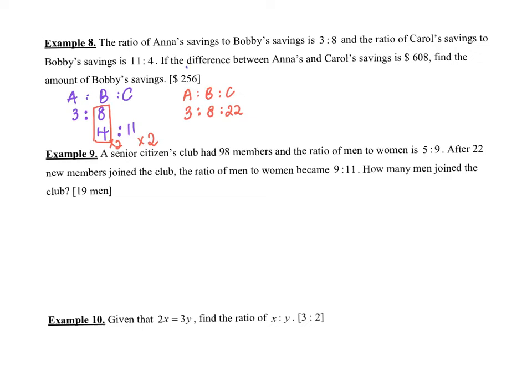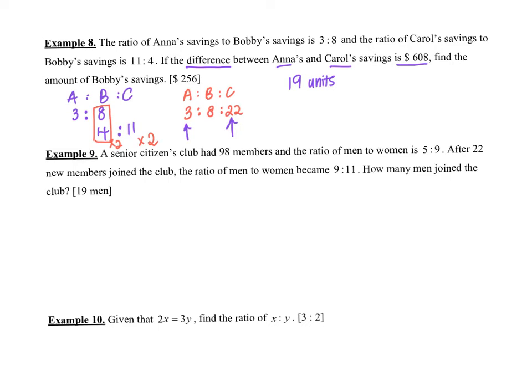Question says if the difference. What do you mean by difference? That means taking big minus small, the larger number minus the smaller number, between Anna and Carol's. So Anna has 3 units, Carol has 22. What's the difference? Well, I take 22 minus 3, that gives me the difference of 19. So now that means 19 units. They say the difference between them is so much.